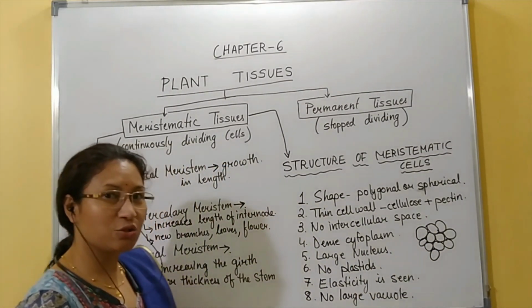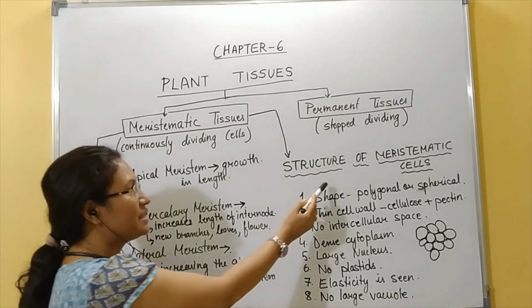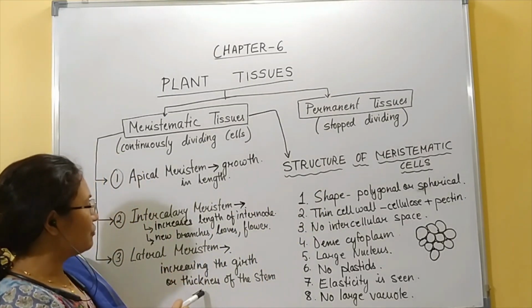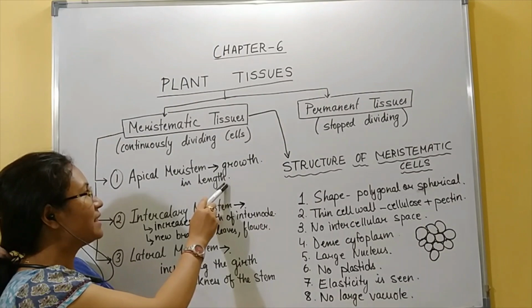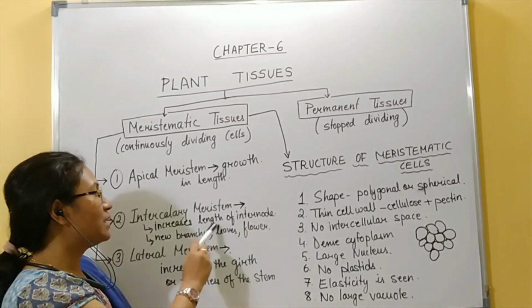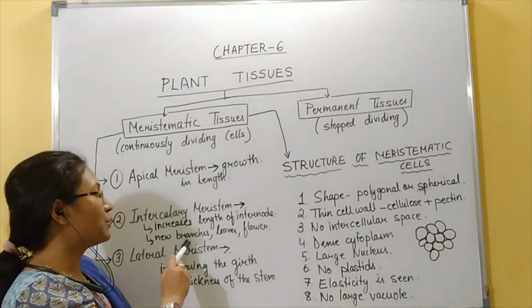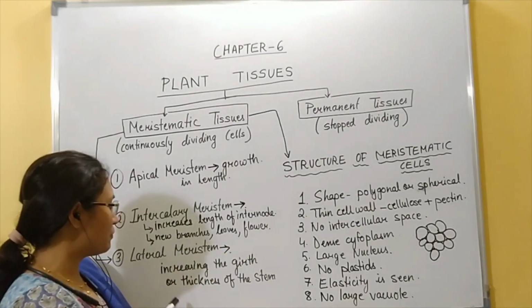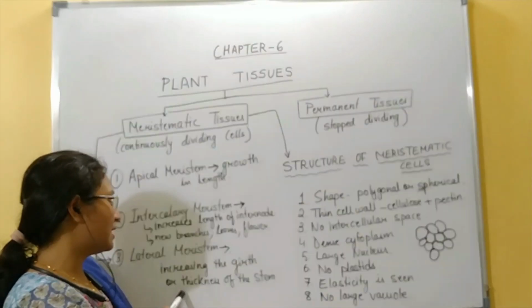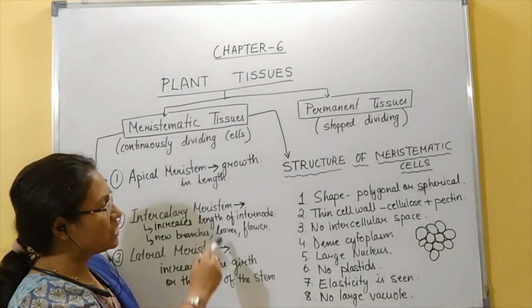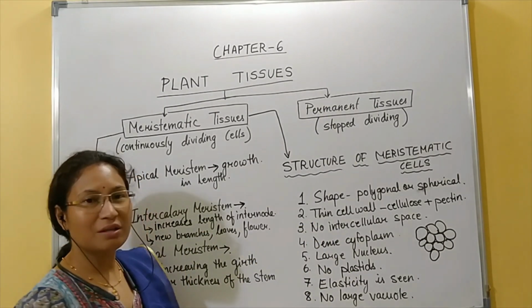So hope you have understood, and here are the functions. This is the structure and these are the functions here. So the function is growth in length, growth in the internode or production of new branches, leaves and flowers, and also increase in girth or thickness of the stem. So these are the functions, and this is how the meristem looks.